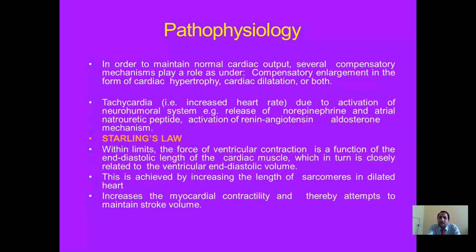This all system increases the blood pressure, and due to the rise in blood pressure, the patient develops congestive heart failure. Now, in the pathophysiology, if we talk about the Starling law, within the limits, the force of ventricular contraction is a function of the end-diastolic length of cardiac muscle. If we closely relate the ventricular end-diastolic volume with the muscle, an increase in the length of the sarcomere causes dilation of the heart to increase.